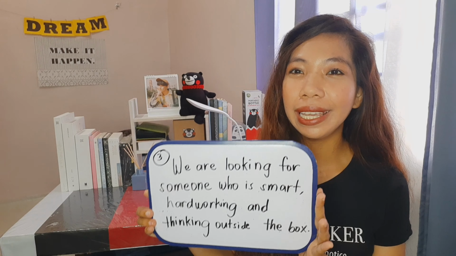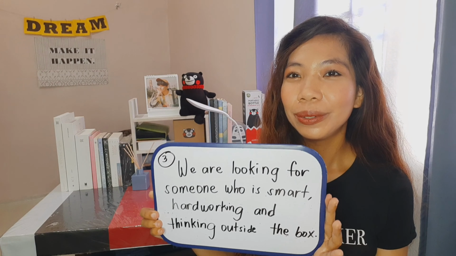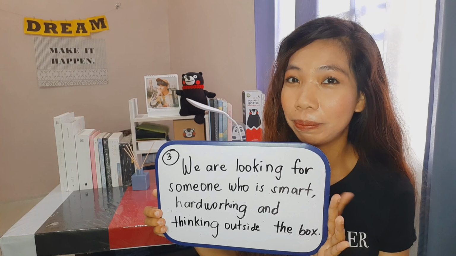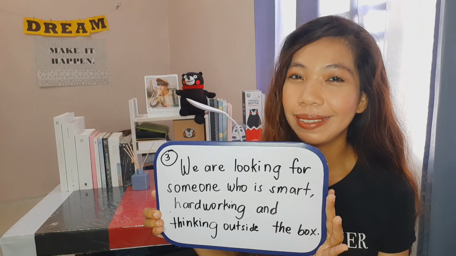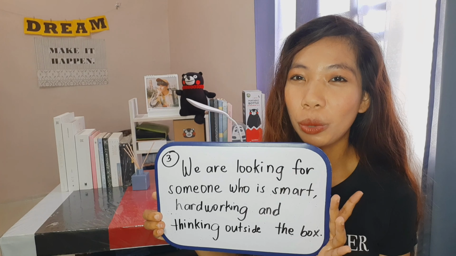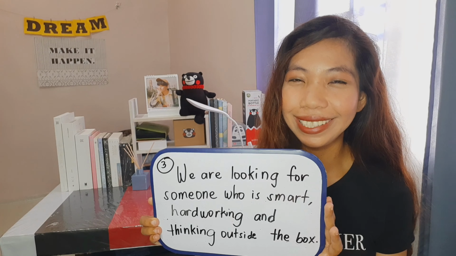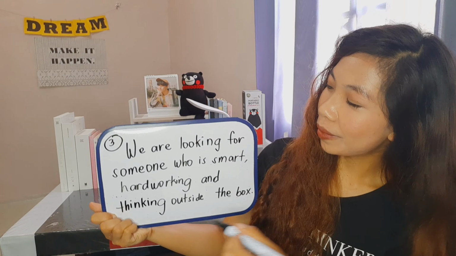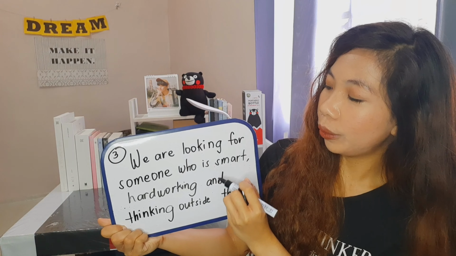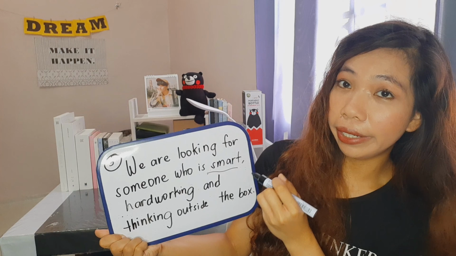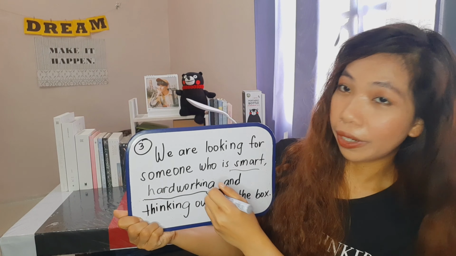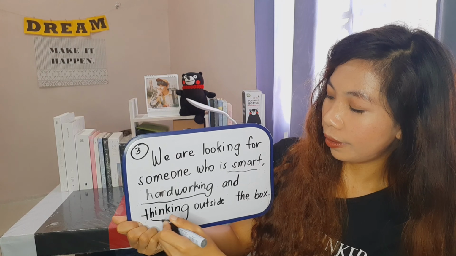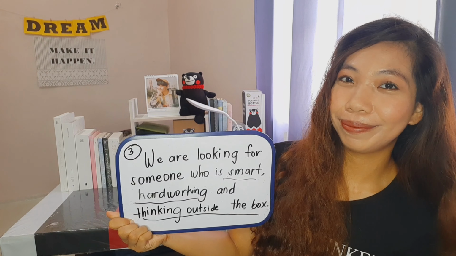Now let's have the third sentence. Here, we are looking for someone who is smart, hardworking, and thinking outside the box. What are the phrases that should be parallel here? Let's underline them first. Do you see them? Help me out here, all right? First one, we're looking for someone who is, we got smart, hardworking, and thinking outside the box.